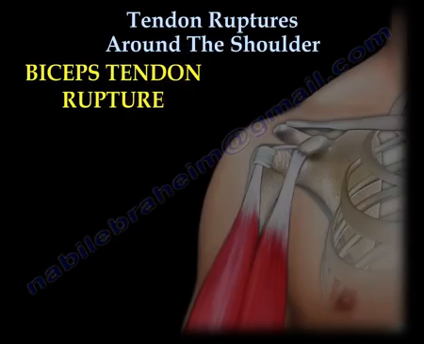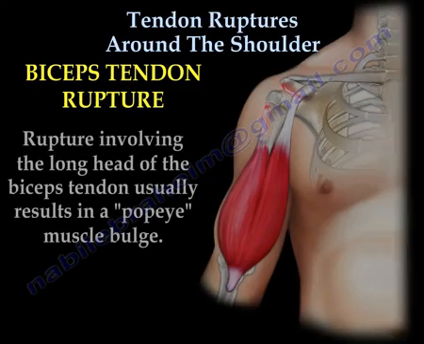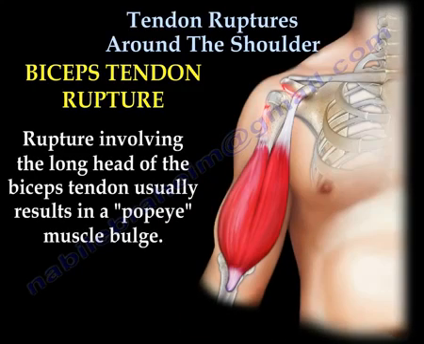Rupture of the proximal biceps tendon is most often found in association with a rotator cuff tear. Rupture involving the long head of the biceps tendon usually results in a Popeye muscle bulge.